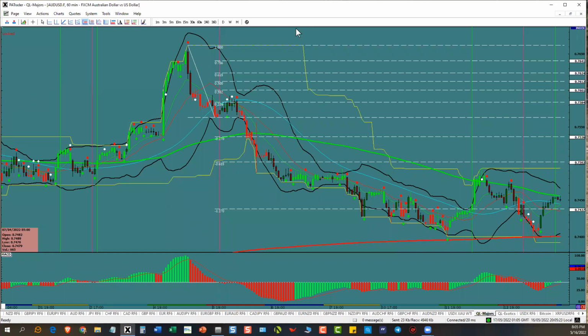Let me ask you something. When they broke this bottom, do you think they knew where that was? Do you think they knew where that was? And do you think they knew where this was? Do you think they knew where they were? Absolutely they do, because they trade the math. Therefore, if they know where that is, my job as a trader is to know where that is.